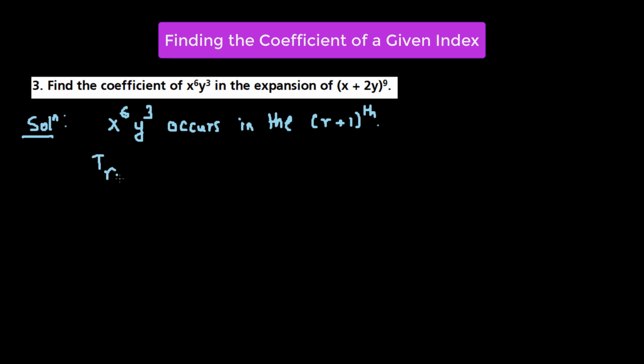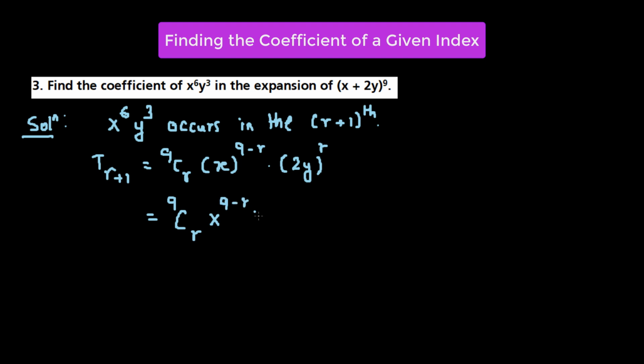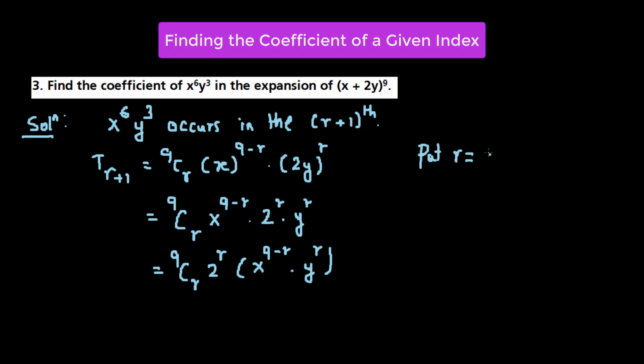From there, we find the value of T(r plus 1), which is simply going to be equal to 9Cr times x raised to the power of 9 minus r times (2y) raised to the power of r, which is equal to 9Cr x raised to the power of 9 minus r times 2 raised to the power of r times y raised to the power of r. Then we write the constant coefficients together: 9Cr times 2 raised to the power of r times x raised to the power of 9 minus r times y raised to the power of r. If x raised to the power of 9 minus r times y raised to the power of r has to be equal to x raised to the power of 6 times y raised to the power of 3, we can put r equal to 3.